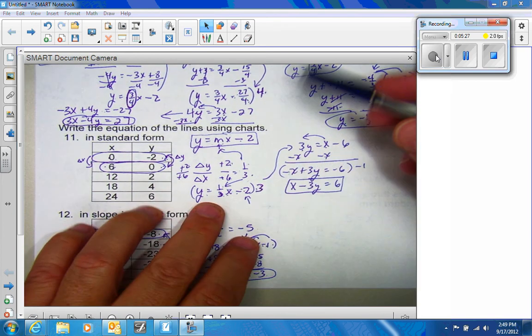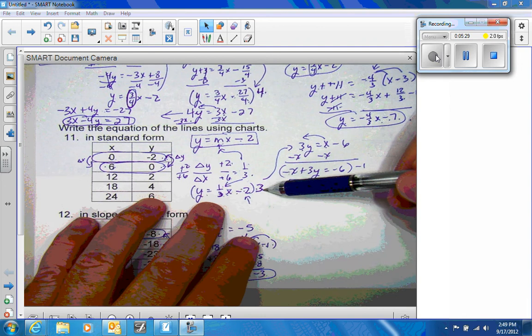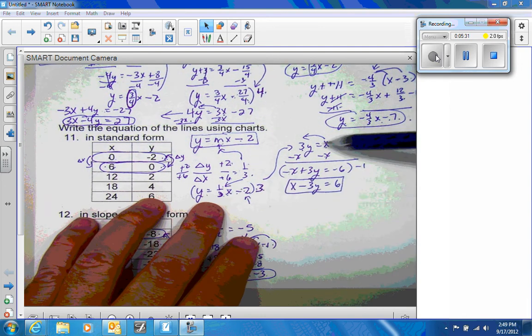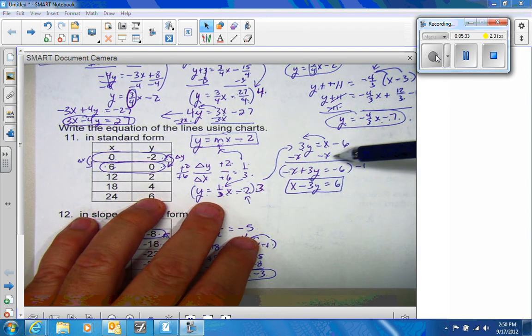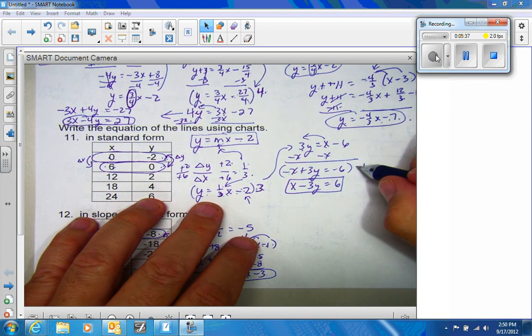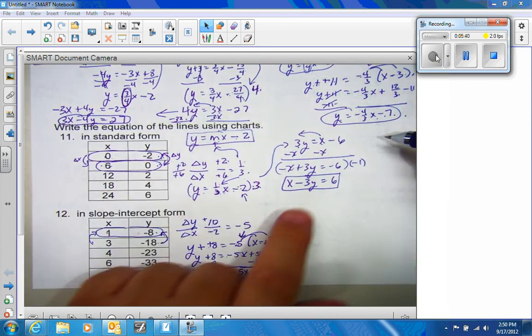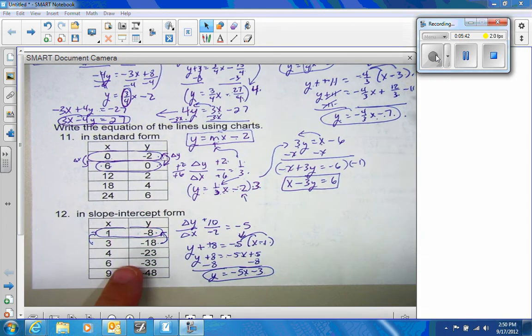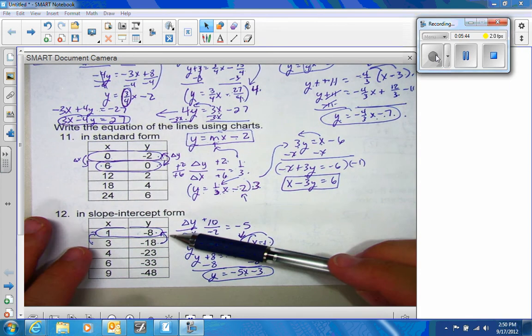I then want to put it in standard form, so I multiply everything by 3, and I get 3y equals x minus 6. You have to move the x over, and then change the sign of everything inside by multiplying by -1, and you get x minus 3y equals 6. Over here, I did sort of similar things.